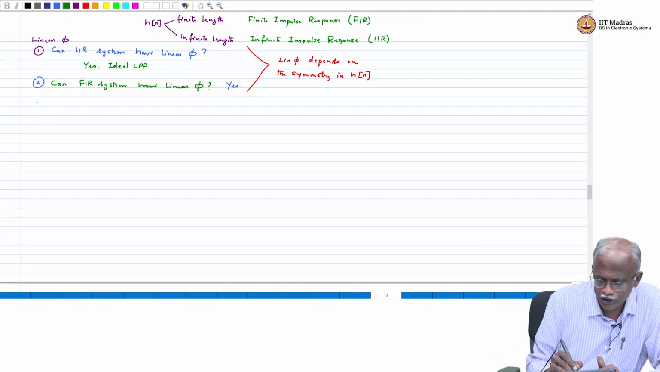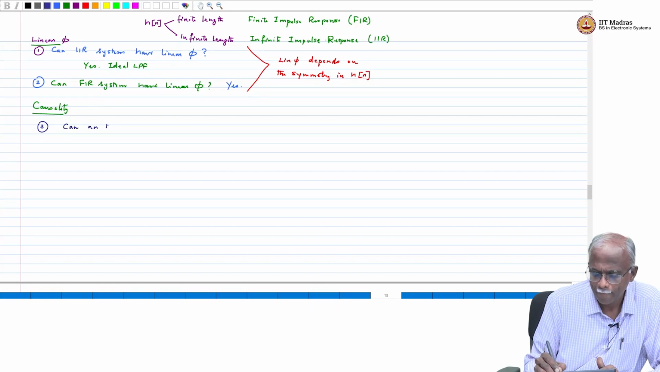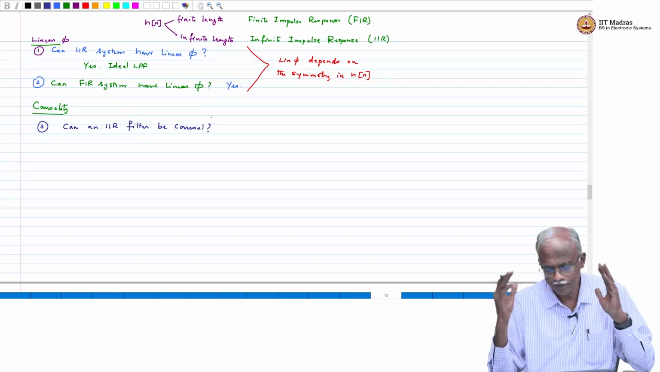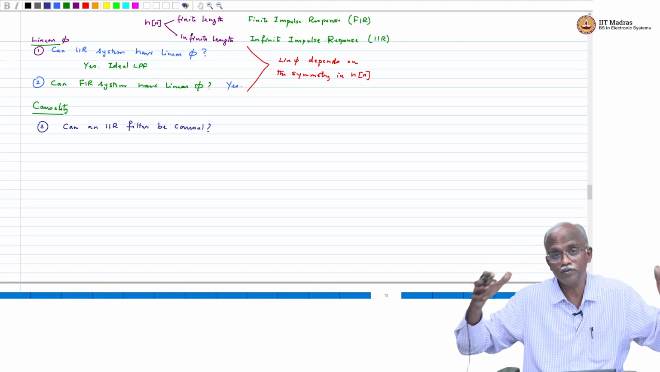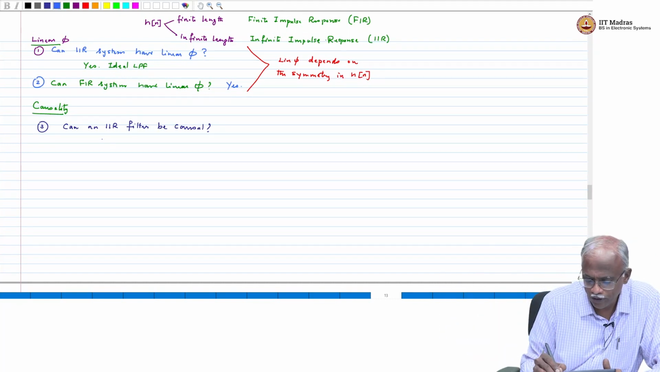Now, notions of causality. Linear phase we have covered. Now let's look at the aspects of causality. Number 3. Can an IIR filter be causal? This is a new notation that we have introduced, IIR, so you may get confused. You're thinking of the sinc function, doubly infinite. You don't have to always think of it like that.